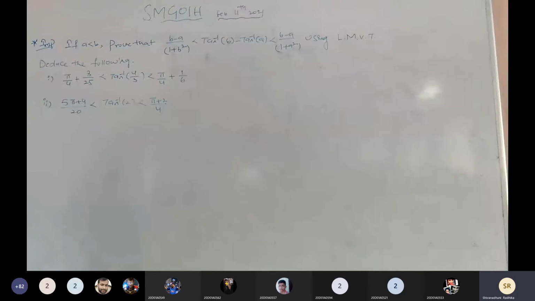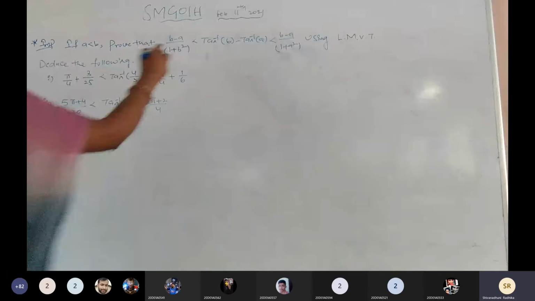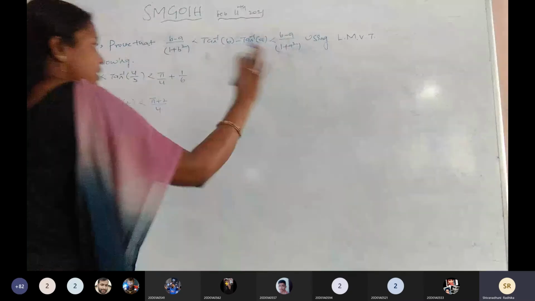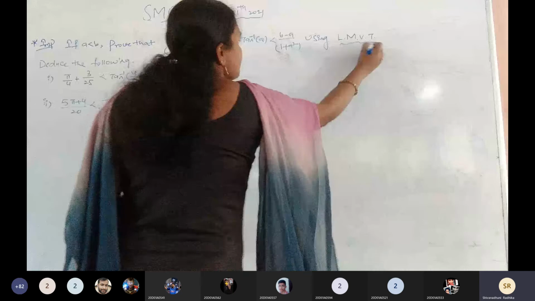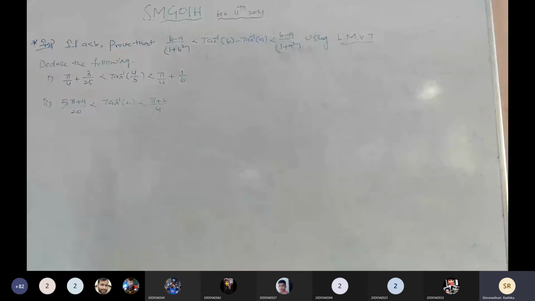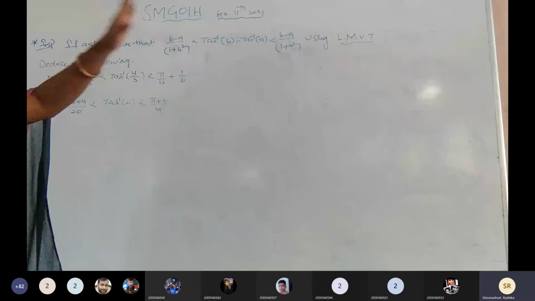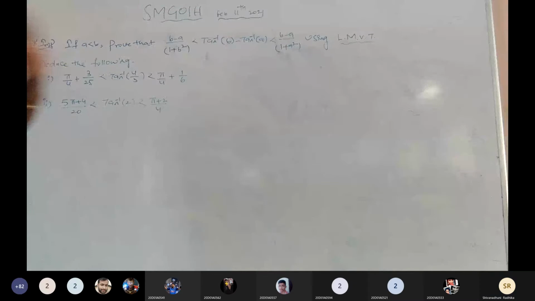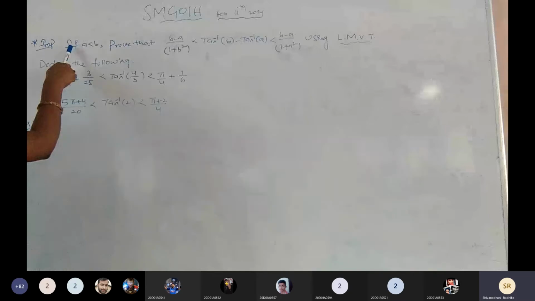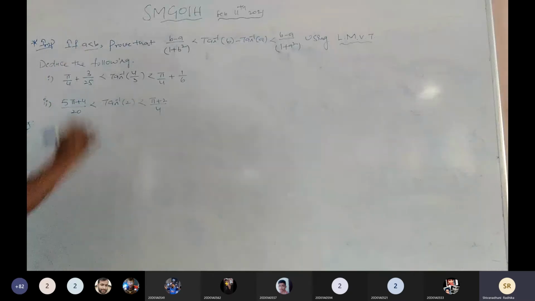Now this is the inequality. When the given question has an inequality, compulsorily you go for Lagrange's mean value theorem. Apply Lagrange's mean value theorem. First of all, I'm going to write the solution here. What is the problem? Prove that, already we have A less than B.